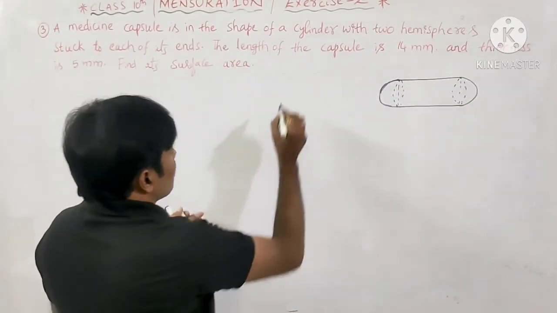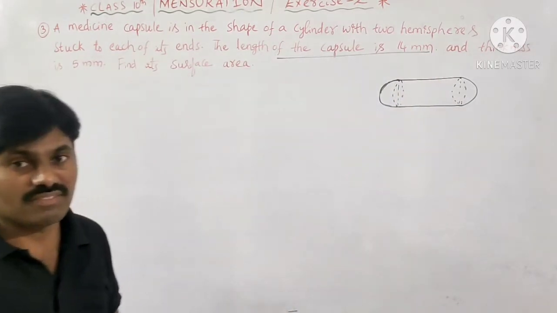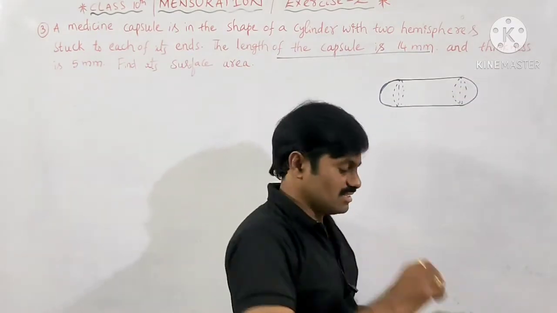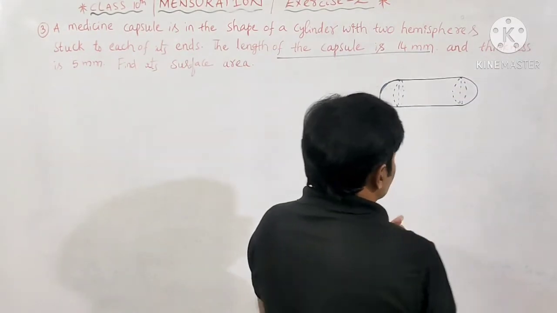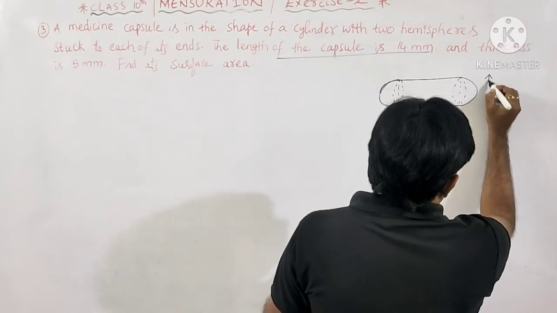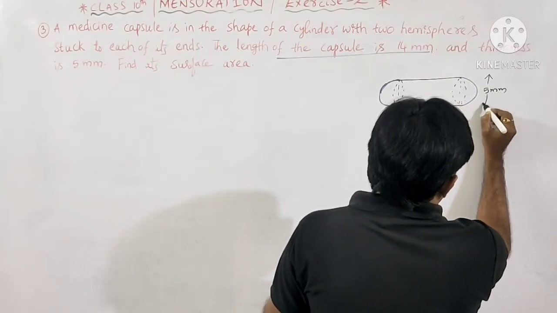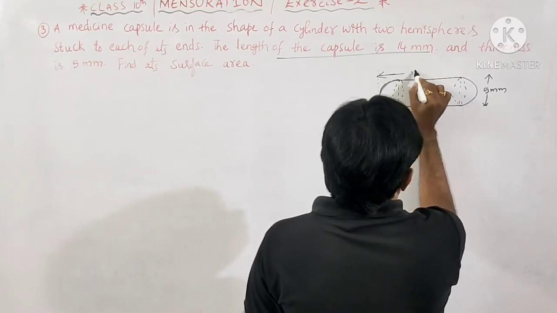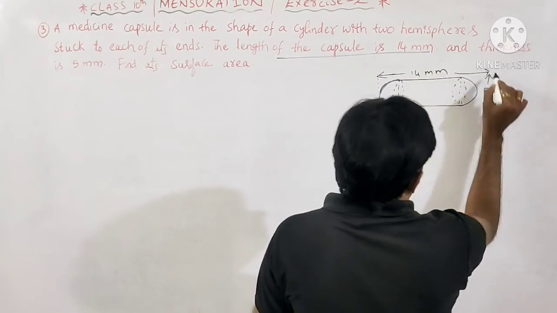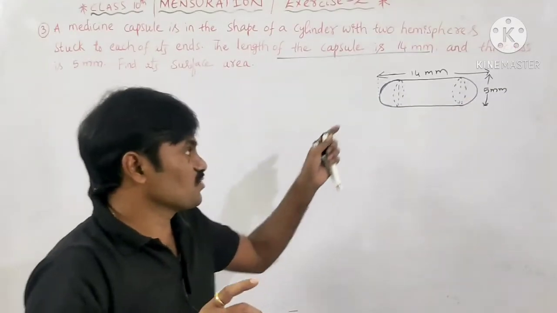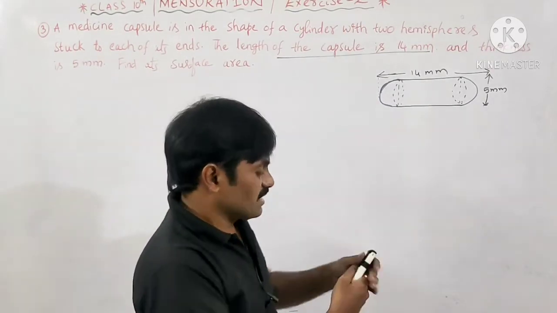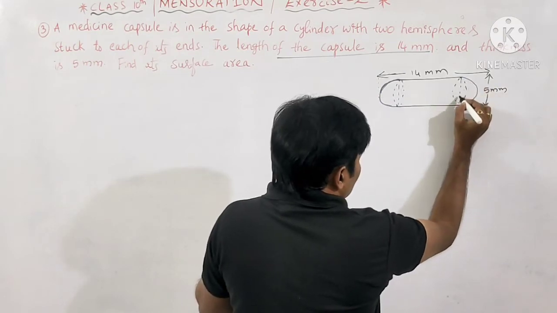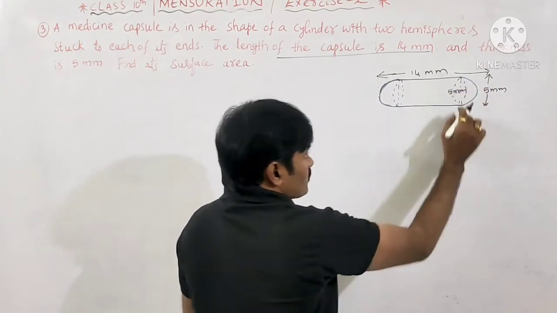What is given? The length of the capsule is 14 mm. The length of the capsule is how much? 14 mm, and its thickness means this much. Its thickness is how much? 5 mm. Okay, it is 5 mm, and the total length is how much? 14 mm. The total length of this capsule is 14 mm, meaning from here till here. This total thickness is how much? 5 mm.